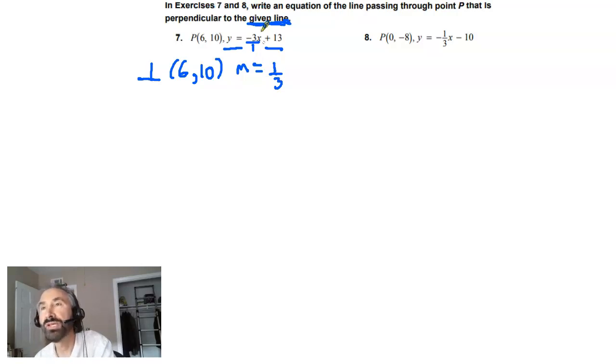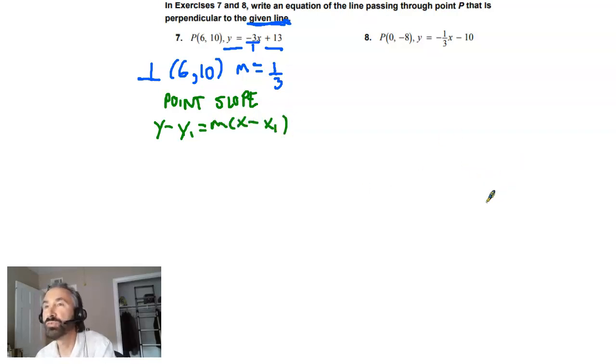And now I have to take this slope and this point and figure out how to write an equation of a new line, the one that's perpendicular to this one. So let's do it. We're going to use this formula called point slope. The point slope form of the linear equation looks like this: y minus y1 equals m times x minus x1.